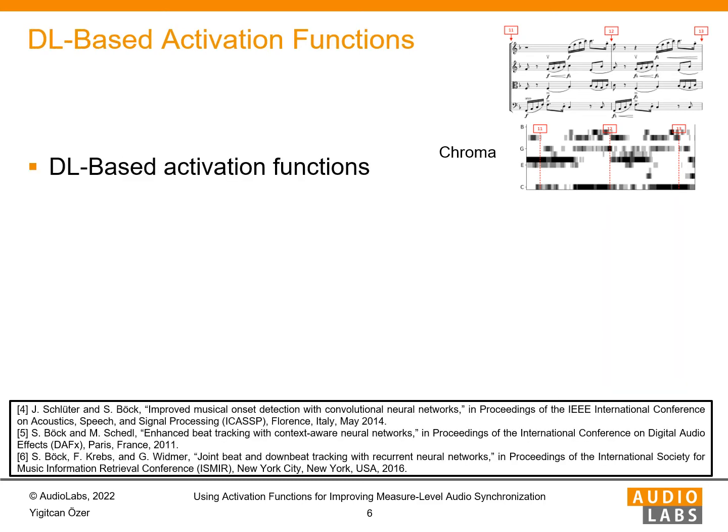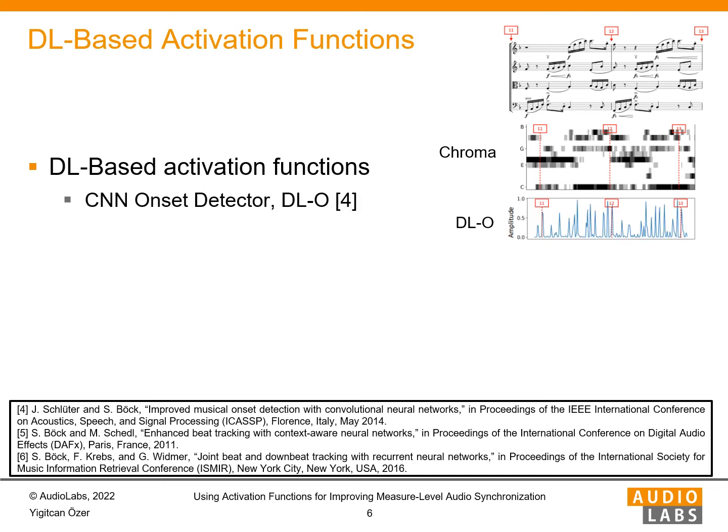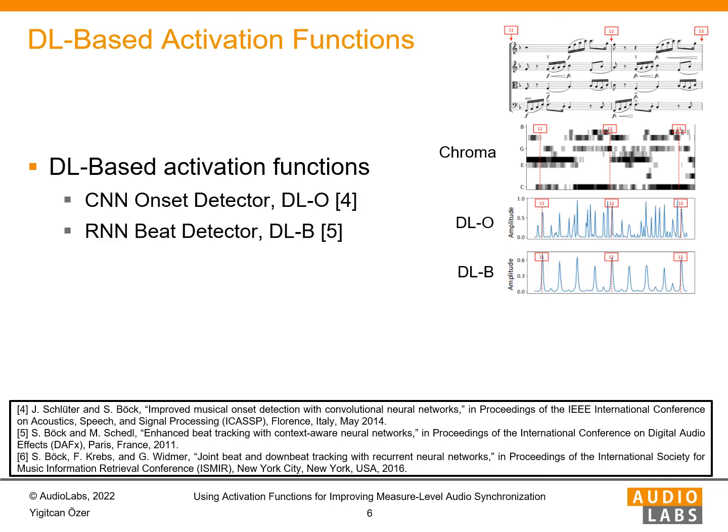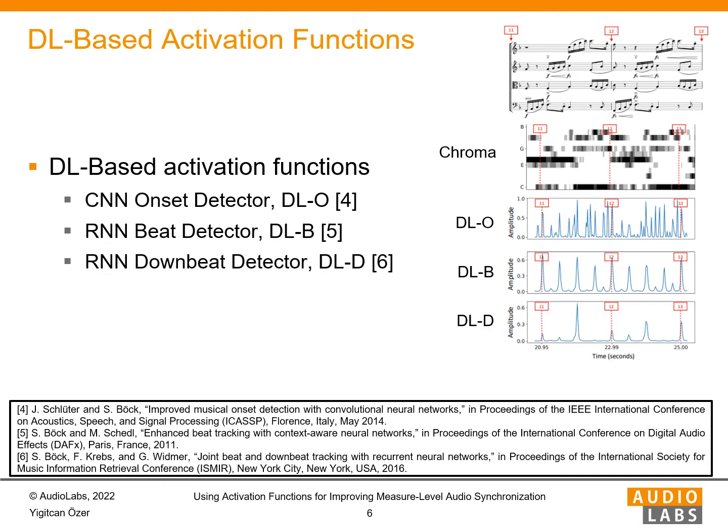Additionally, we use DL-based activation functions such as the CNN onset detector, which we call DLO, the RNN beat detector, which we denote as DLB, and finally the RNN downbeat detector, denoted as DLD.